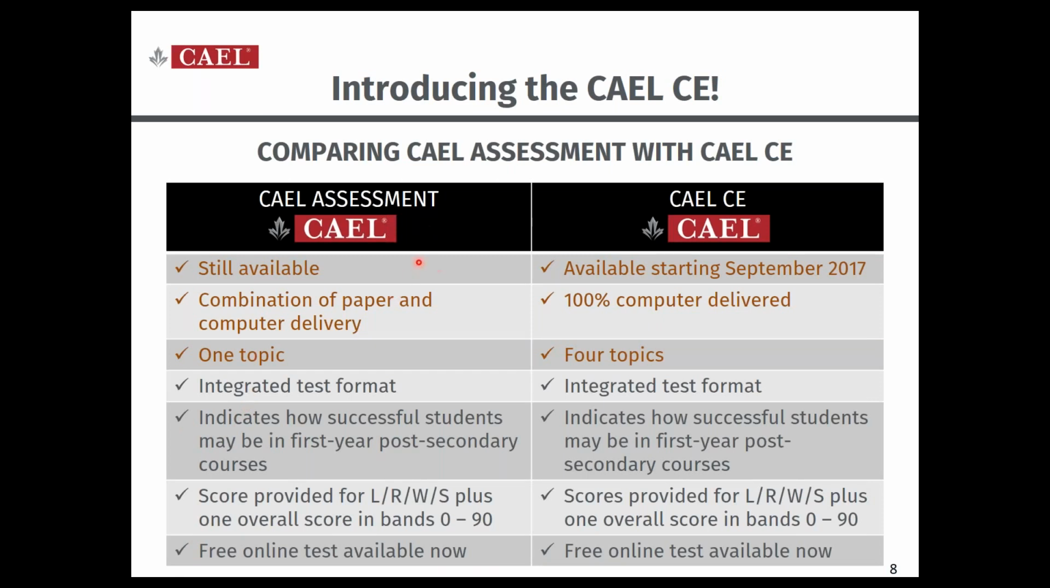So let's briefly, for those of you who are familiar with the CAEL assessment, which is the original one, let's briefly have a look at what the similarities and differences are between the original CAEL and the CAEL CE. So the main differences are in this kind of red-orange color at the top of this chart. Now the original CAEL is of course still available now, and we will continue to run the CAEL for another 6 to 12 months and quite possibly longer, and we'll certainly give a lot of advance notice if and when we decide that it's time to close that down.